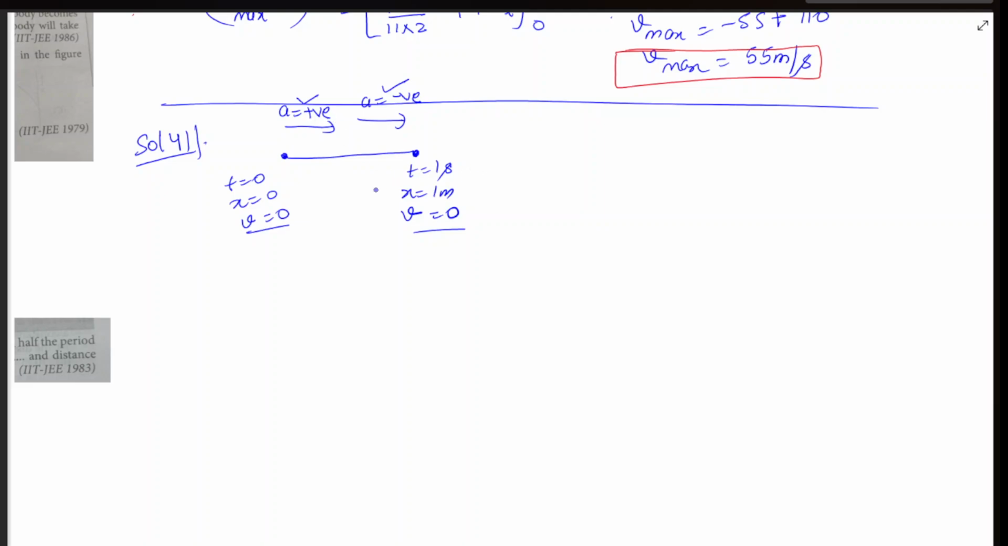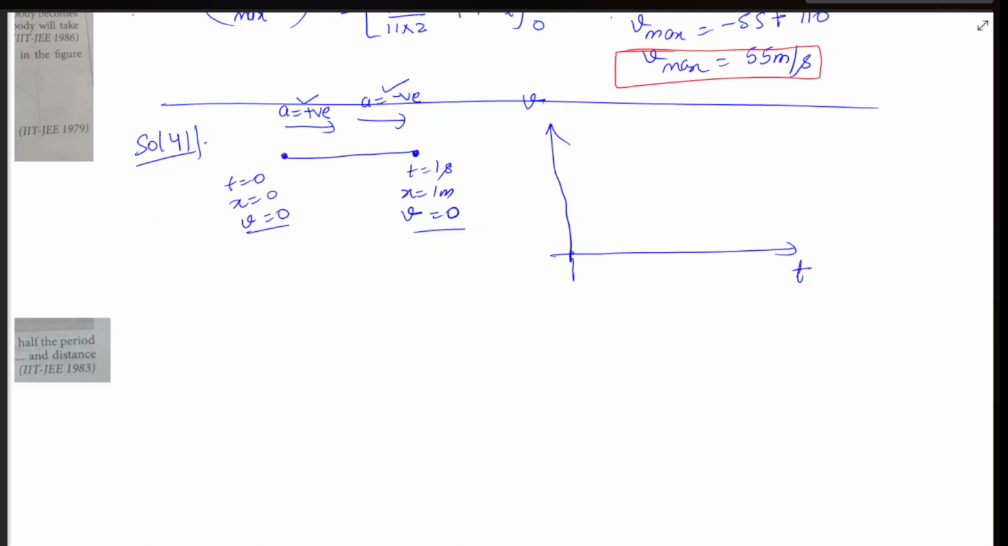Okay, perfect. So I don't know much about it, so let me make a VT graph. We need to find the acceleration, so let's make the VT graph. Okay, we have this VT graph, right?